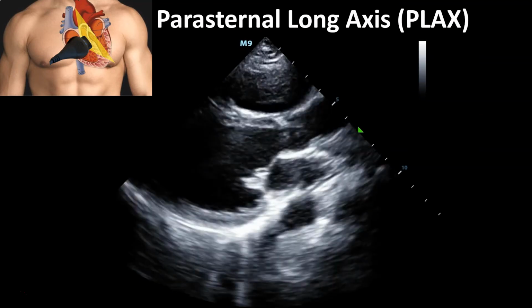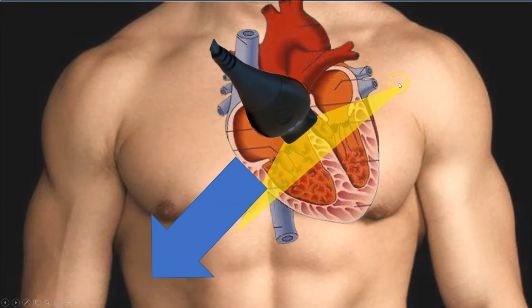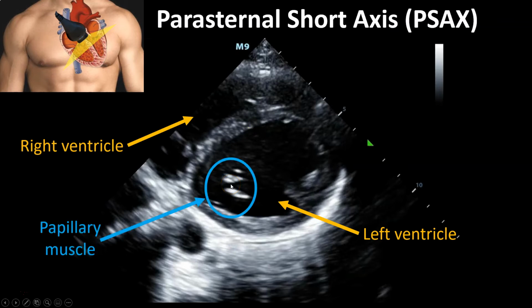So for the next view, we're going to go ahead and rotate our view 90 degrees with the probe marker pointed down towards the right hip. When you find the one view, the second view follows pretty much immediately. As a reminder, here you're going to slice it in this plane. So it would stand to reason that by slicing across the short axis of the heart, you'd see this view, where you'll see the left ventricle with a papillary muscle right there, and then you'd see the right ventricle up here as well.